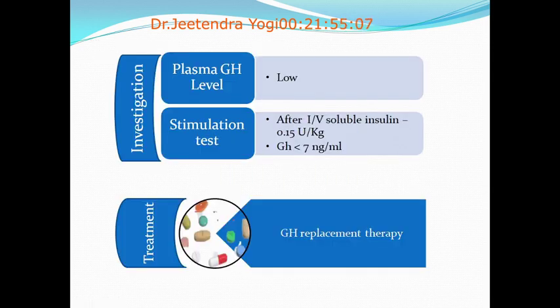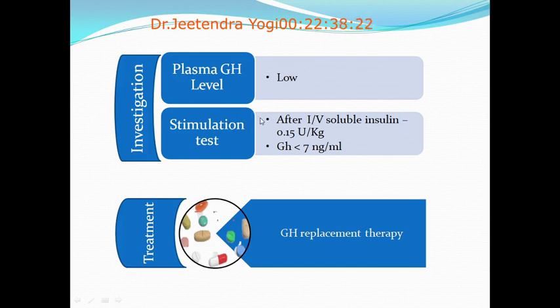Now come to the investigational part of pituitary dwarfism. For the functional analysis of hypopituitarism, we have to see the plasma growth hormone level. We take the sample to check the growth hormone level in the night or just after exercise, because in the day the physiological level of growth hormone is not detectable. So if we see the blood plasma level of growth hormone, we find it is low.